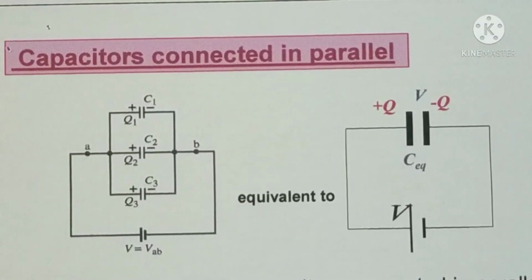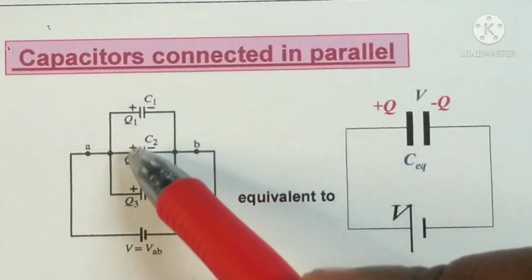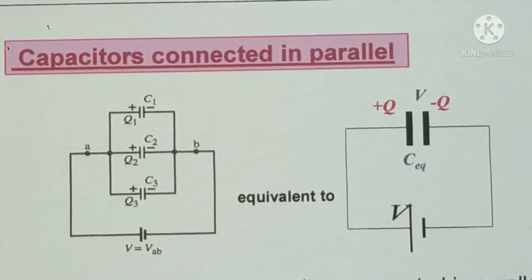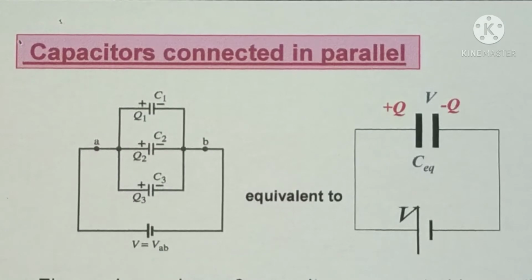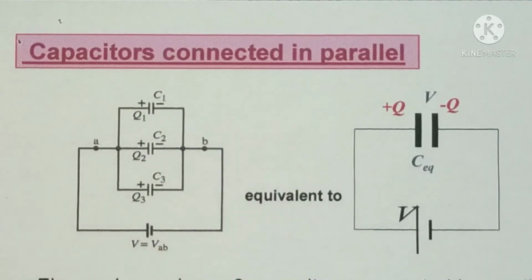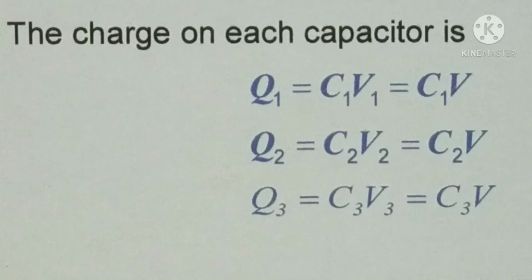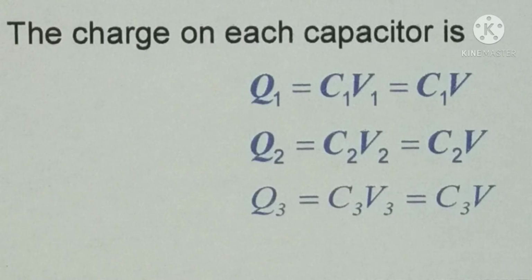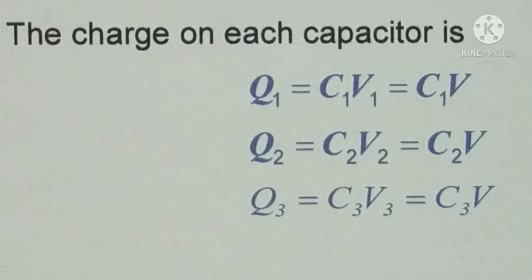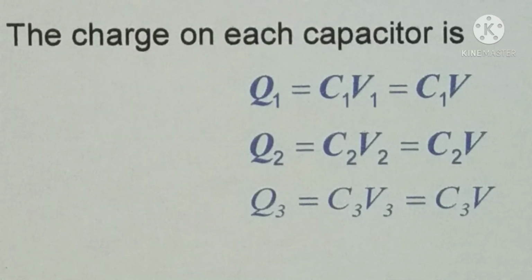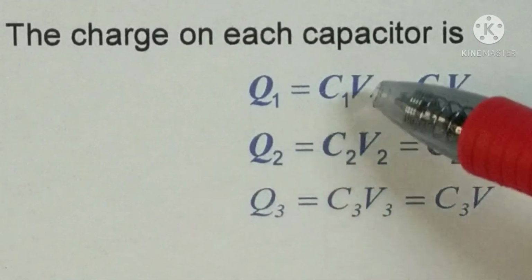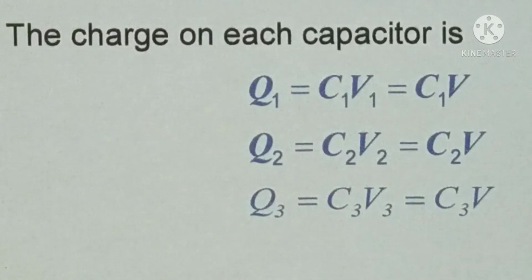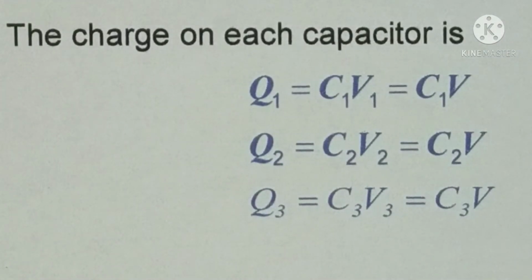For capacitors connected in parallel, Q1, Q2, Q3 are not the same. But the potential difference across each capacitor is the same as the supply voltage V. So the charge on each capacitor is Q1 equals C1 times V1, Q2 equals C2 times V2, and Q3 equals C3 times V3. And the potential differences V1, V2, V3 remain the same as the supply voltage V.